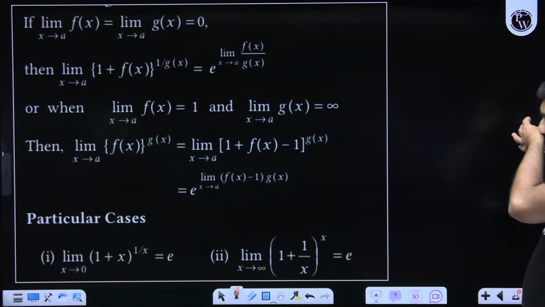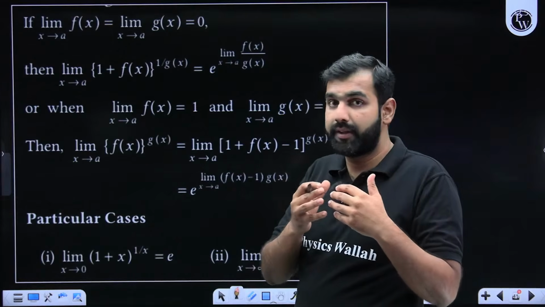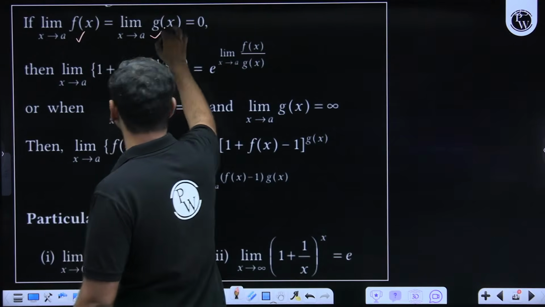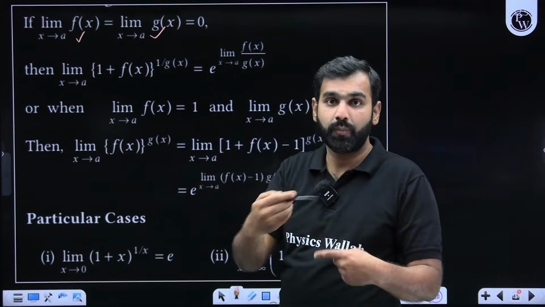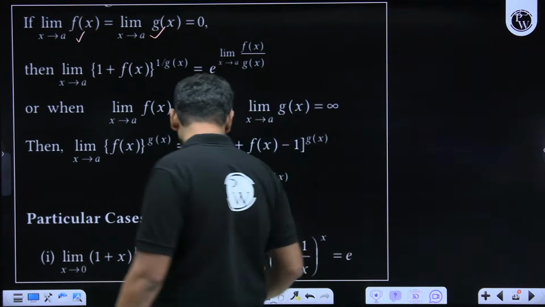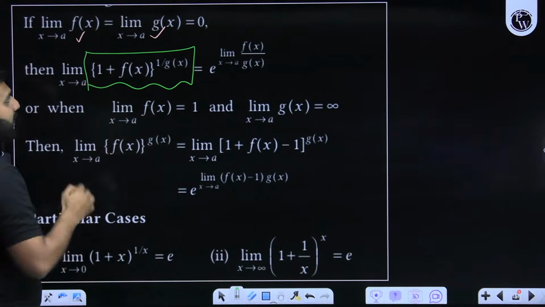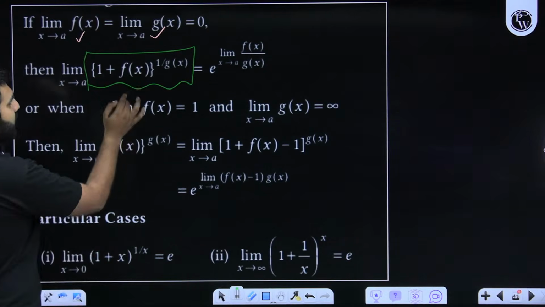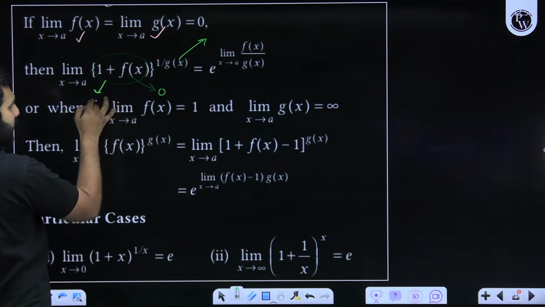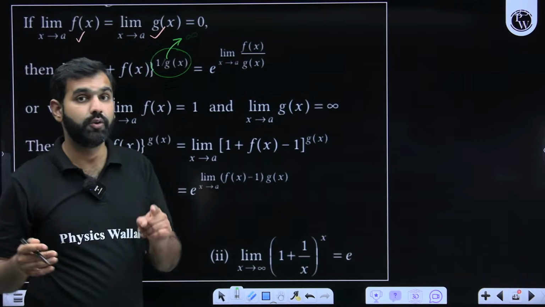The next part will be some more standard results, which are very popularly used at a lot of places. Let's begin with this one. Let's say f of x and g of x are two functions, and when x approaches a, they approach 0. What do I mean by that? Let's say I am given an expression: 1 plus f of x whole raised to the power 1 by g of x. So we can clearly see that f of x was approaching 0, g of x was also approaching 0. So this base is approaching 1 because 1 plus 0, and this power is approaching 1 by 0, that is infinity. So this is a 1 to the power infinity form.